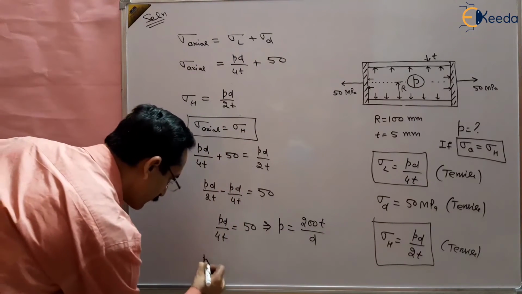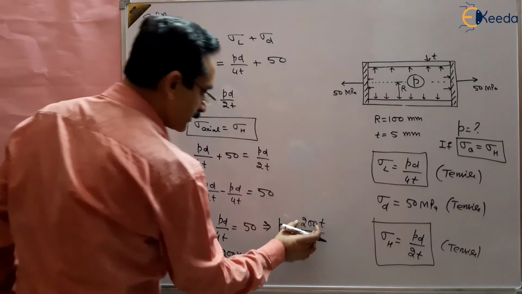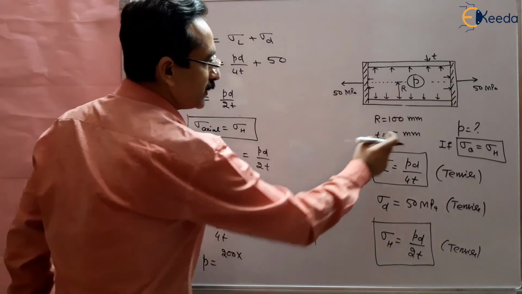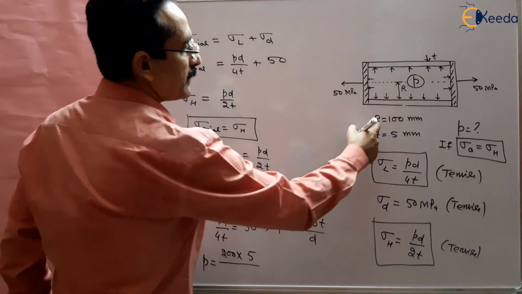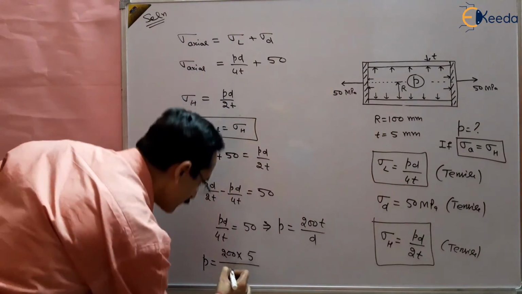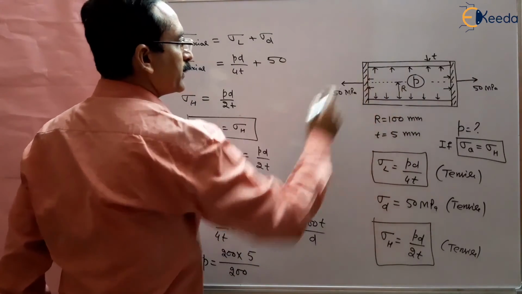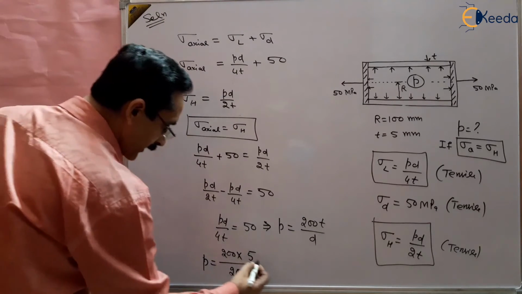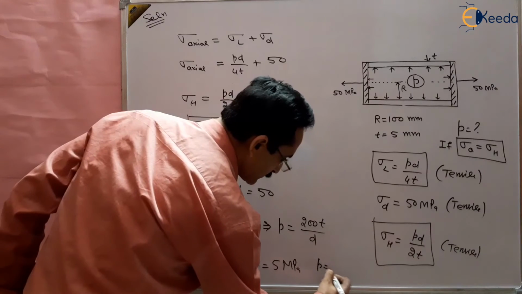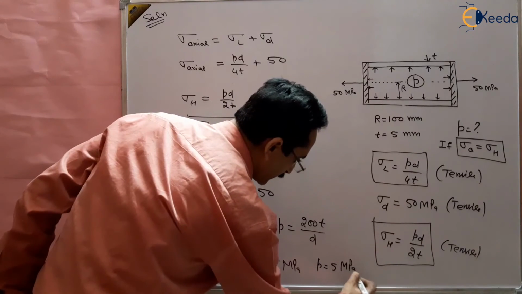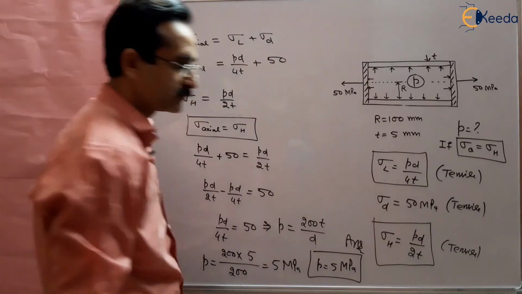So from here P can be found out: 200 t over D. We are taking megapascal, so t can be taken in millimeter, that is 5 millimeter, and diameter is double the radius. Radius is 100, so diameter will become 200. So 200 and 200 cancel, and we get 5 megapascal. So the pressure is basically 5 megapascal. This is the answer of this question.